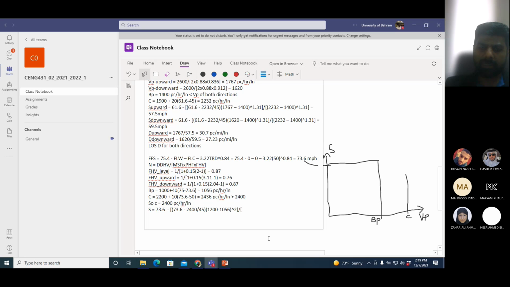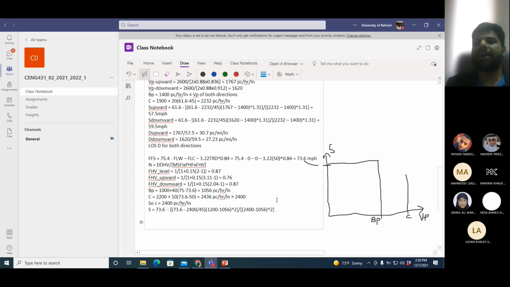Then I go to the denominator, capacity 2400 minus 1056, power 2. So this is how you calculate the S value. This S value is at 1200. So x-axis is 1200, and whatever you get from the answer, that will be your y-ordinate. Then you can try maybe 1500, for example, 2000. Just try 3 or 4 values, so you can plot 3 to 4 points between BP and capacity.